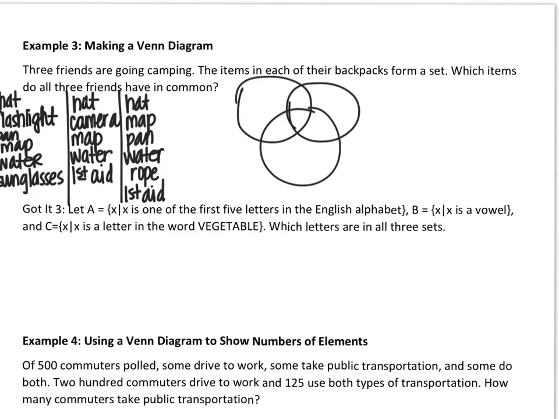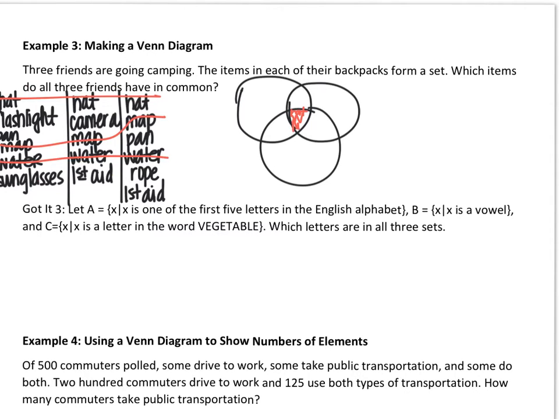So I see that a hat is in all 3 backpacks. So I'm going to put hat in that very middle part. I also see that all 3 of them have water. So I'm going to put water. I just put a W. And then they all have a map. So I'm going to put M for map.